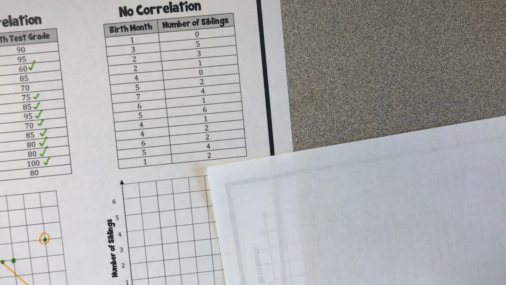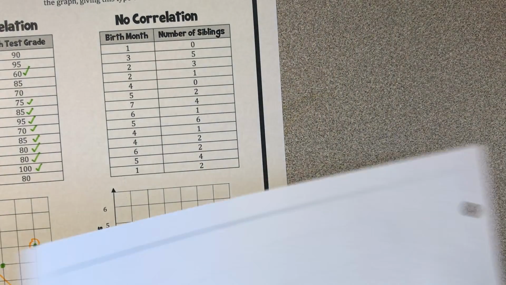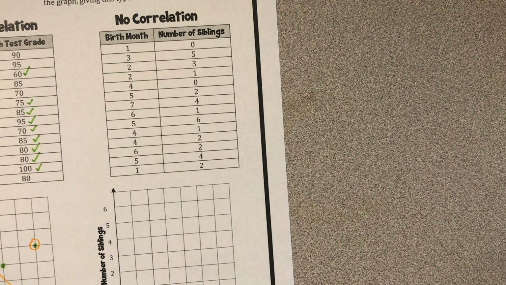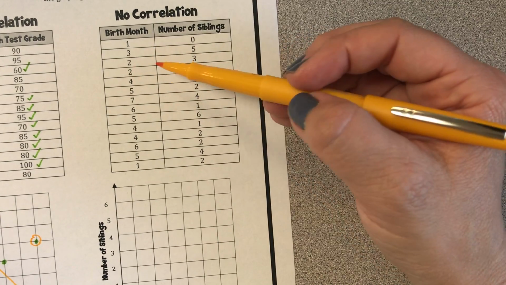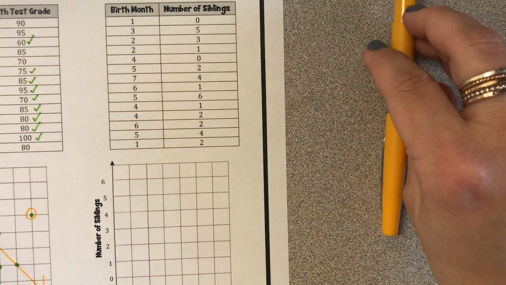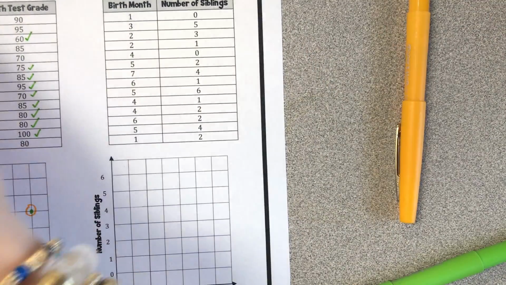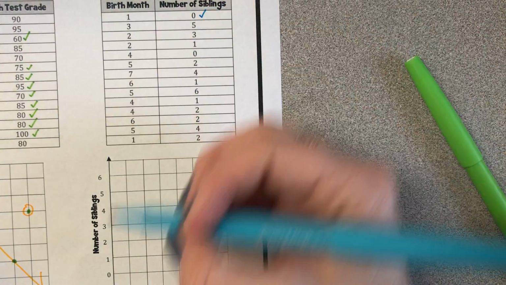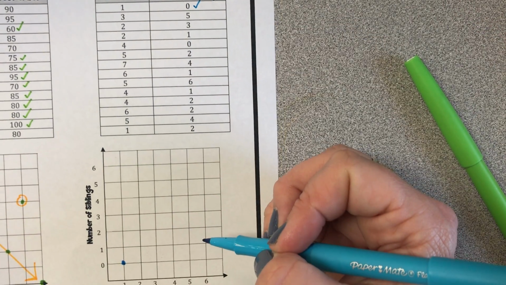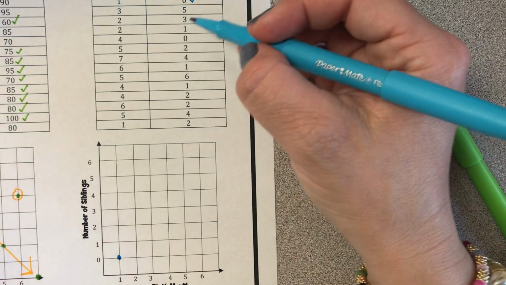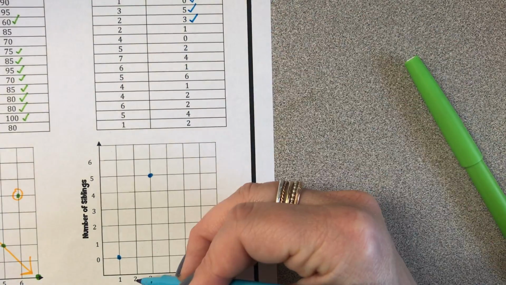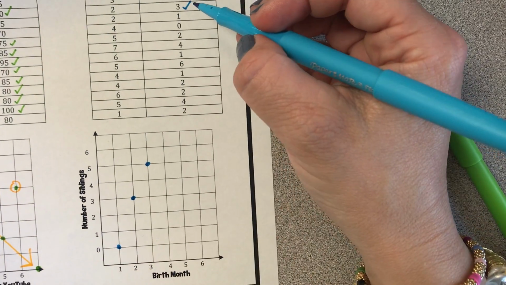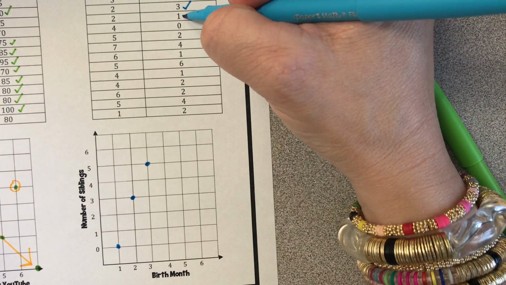And then the last thing we have to talk about, spoiler alert, it says it on the top, is no correlation. We're going to plot this data, which is your birth month, like January, March, February, with how many siblings these people had. So let's look at this first one. They were born in month 1 and have 0 siblings. So month 1, 0 siblings. The next person was born in month 3 and had 5. The next person, month 2, 3 siblings. The next person, month 2 and 1 sibling.